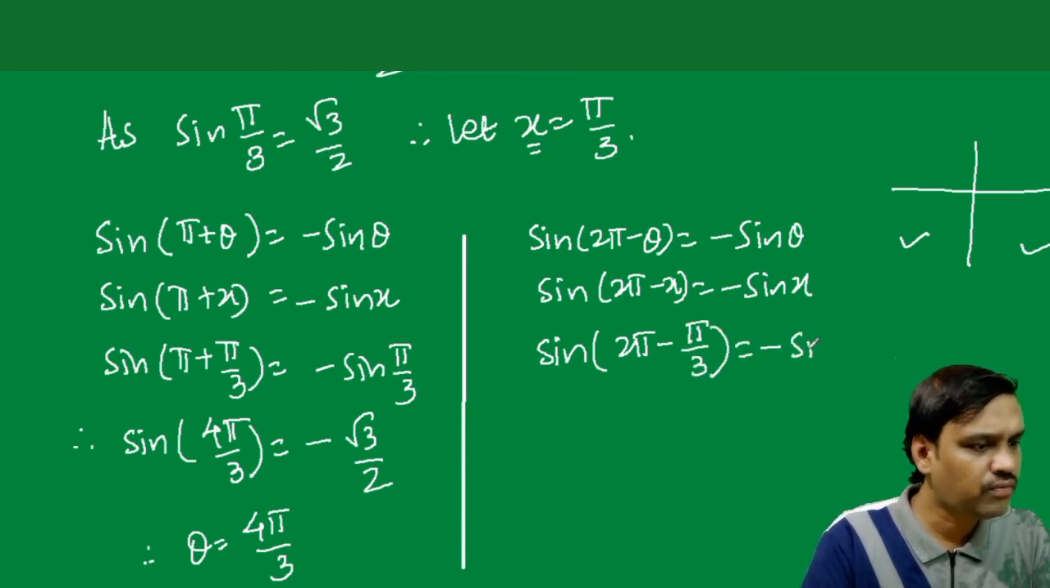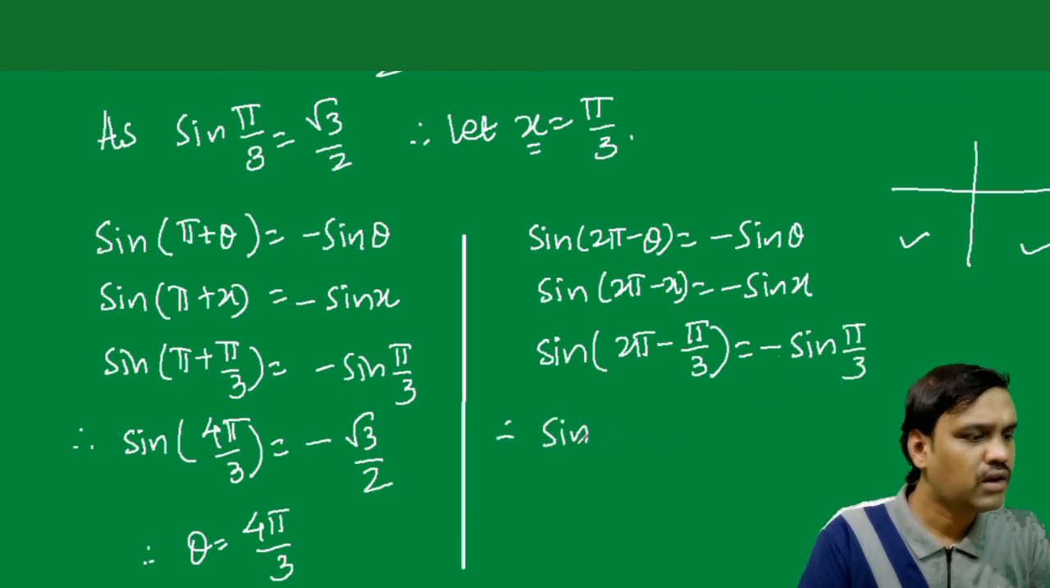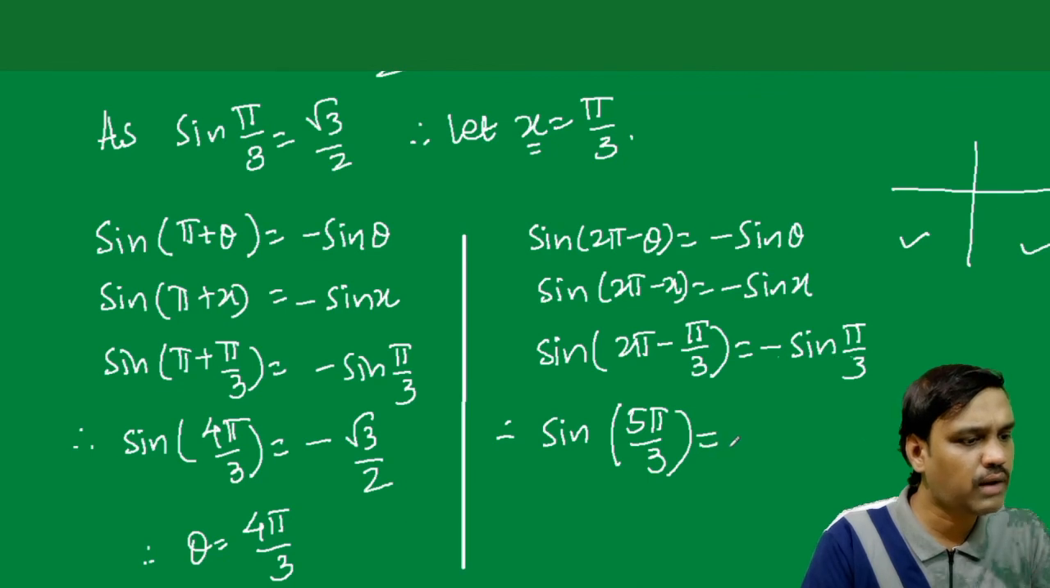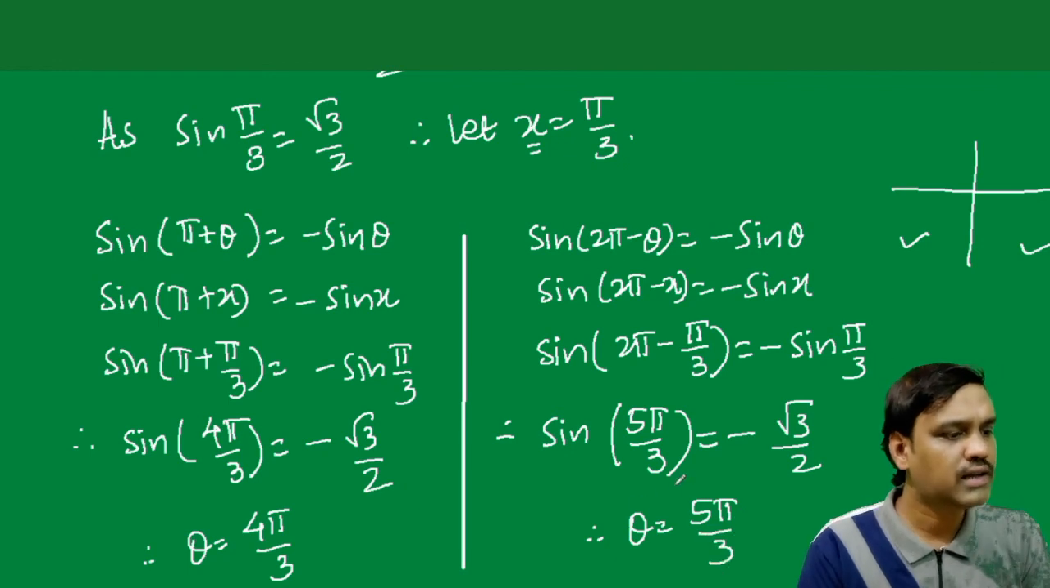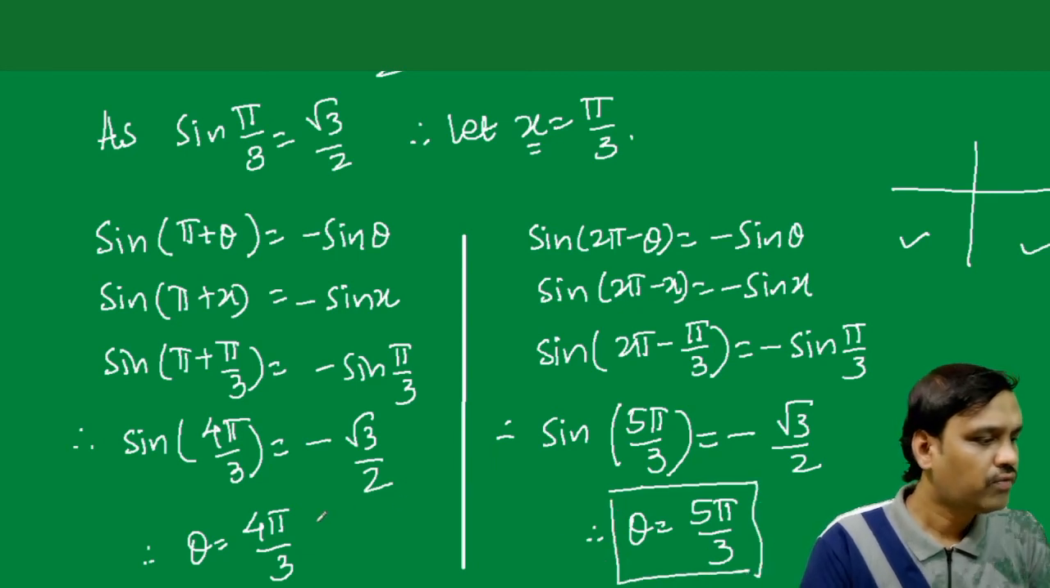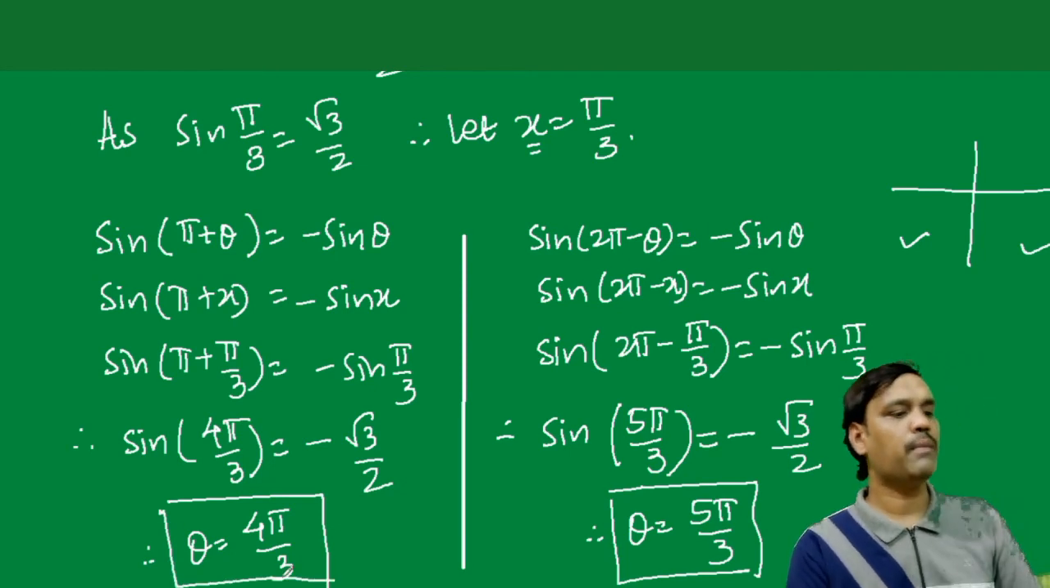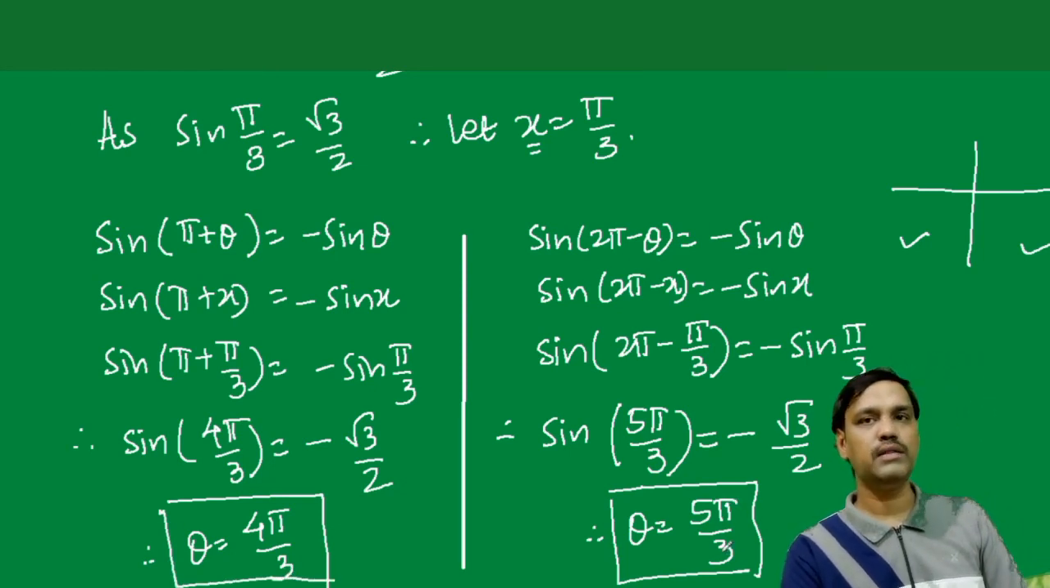which is minus sine of pi by 3. So sine of 6 pi minus pi, that means 5 pi upon 3, is equal to minus sine pi by 3, which is root 3 by 2. So minus root 3 by 2. And therefore here theta is equal to 5 pi by 3, because at this angle the value becomes minus root 3 upon 2. So this is the required value of sine for these two particular angles. So our principal solutions are 4 pi by 3 and 5 pi by 3.